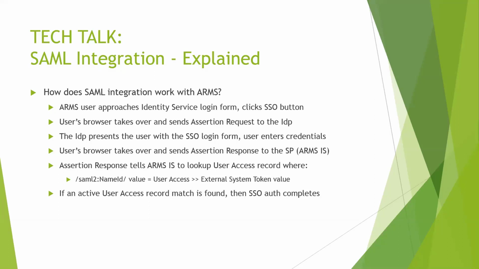The IDP webpage collects all of the login information, and if the user is successfully logged in, it navigates the user back to the ARMS login page. That response that comes back to the ARMS page is known as the assertion response. And inside of that response is a unique set of values that tells us which ARMS user is attempting to log in.